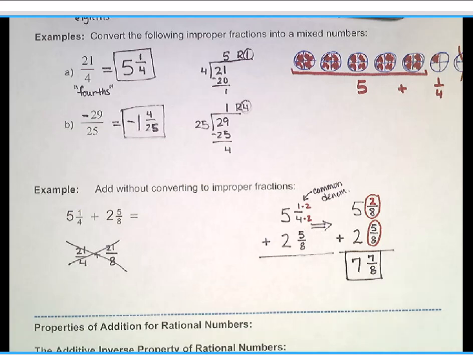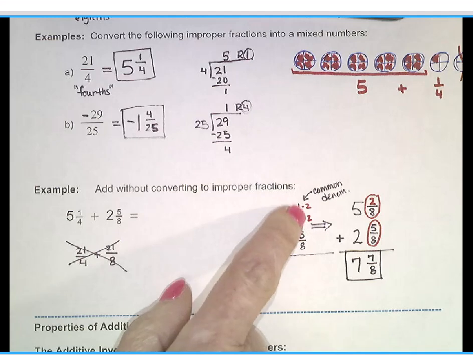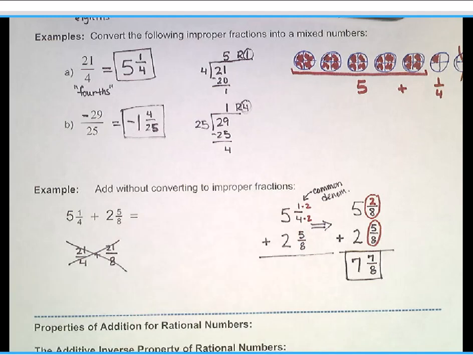Just leave it all as mixed numbers. Just make sure that the fraction parts have the same denominator and you can add them really nicely. Sometimes when you add the fraction parts, you will get an improper. If that happens, you'll have to convert that improper to mixed and add it into this whole number part. But as it stands, ours was good to go. It was just 7 and 7/8, and it was a fairly easy addition. All I had to do was one little multiplication by 2. So I would encourage you to leave it as mixed numbers if you can.